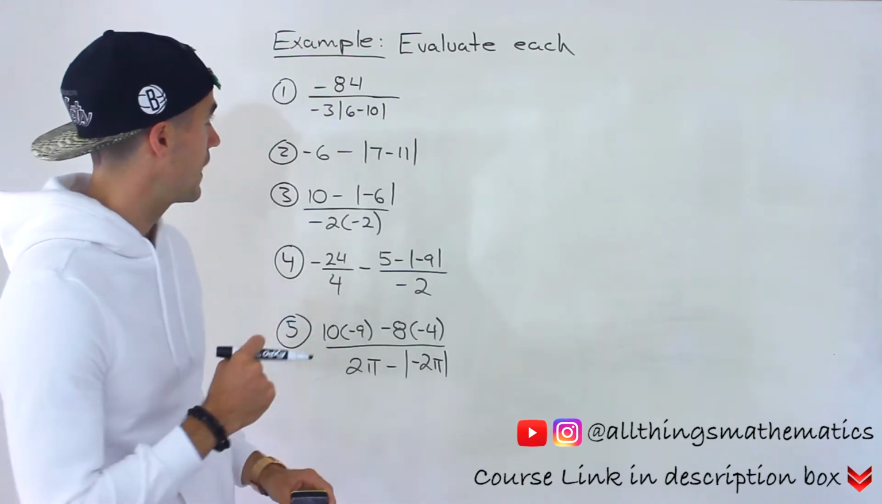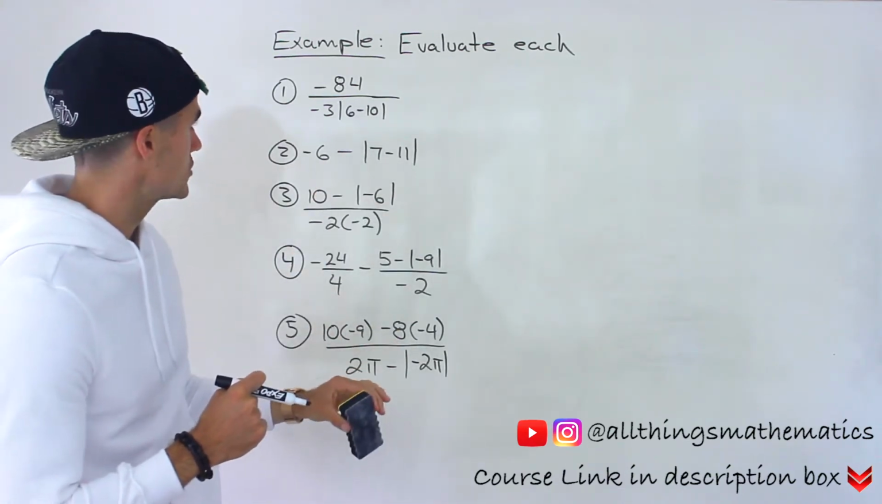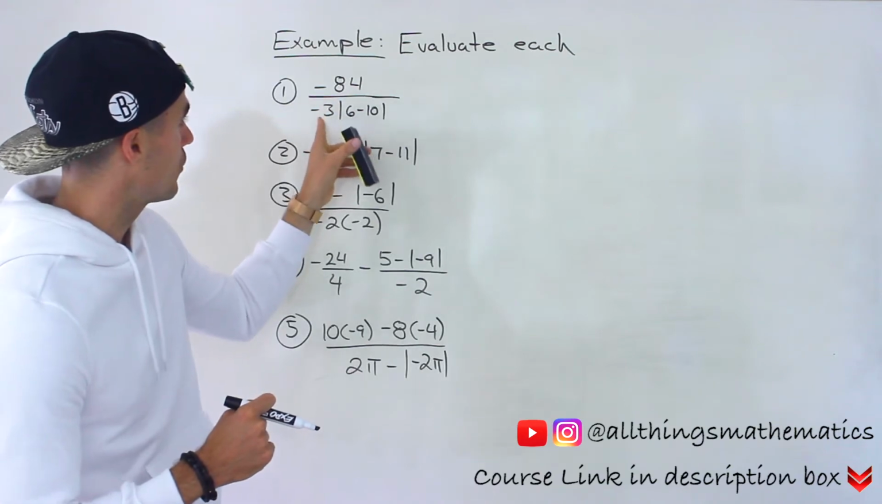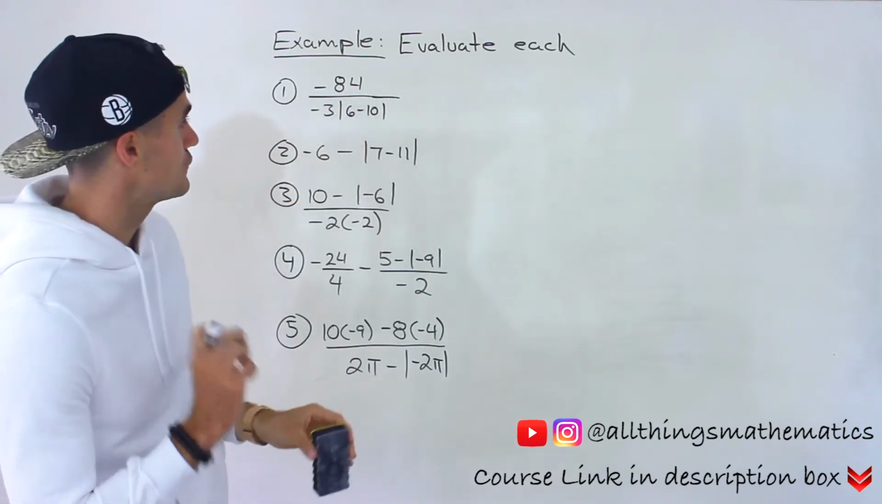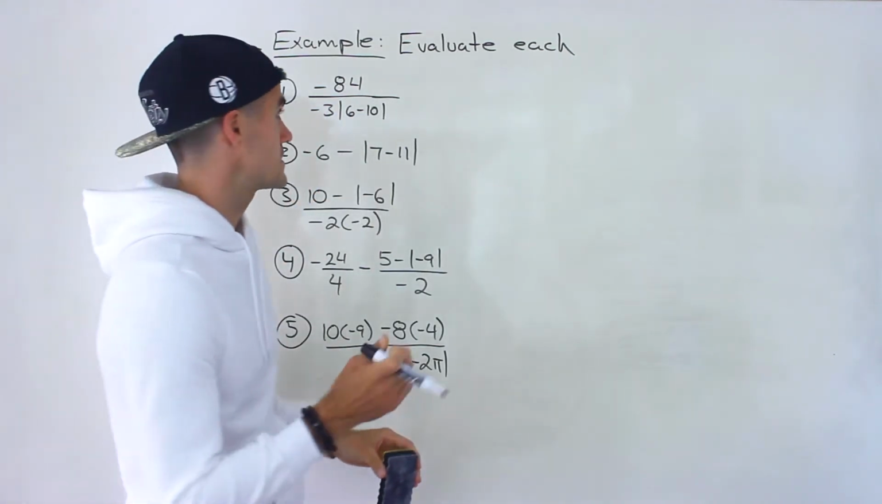Moving on to the next example, a little bit more practice dealing with absolute values. So we have to evaluate each of these expressions. Starting with number 1, we have negative 84 over negative 3 times the absolute value of 6 minus 10.